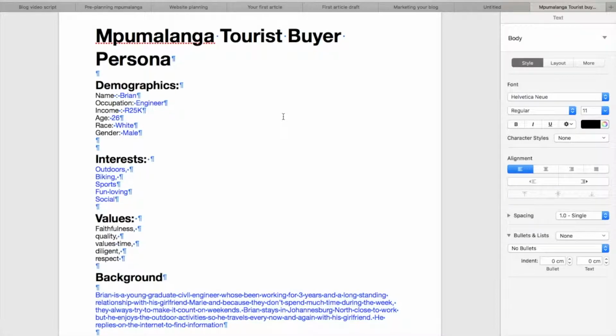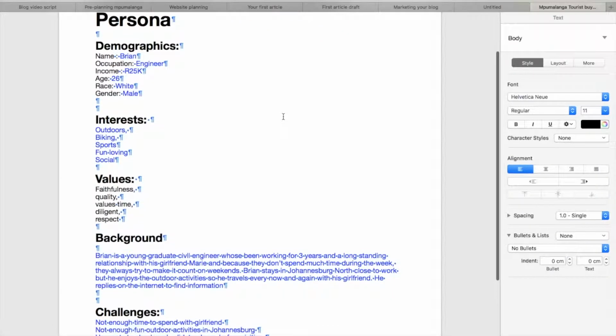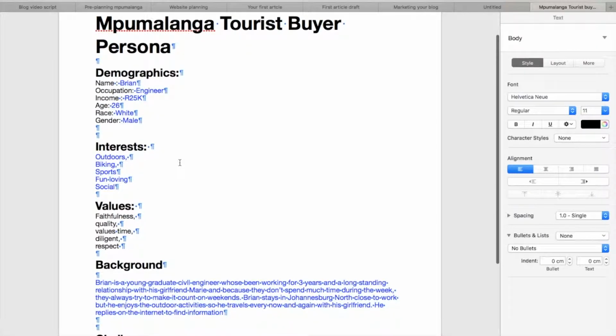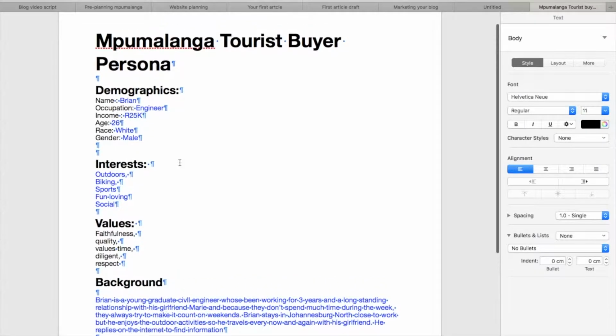Remember, a buyer persona is the ideal customer that you want to market to. It doesn't mean other people that fall outside this definition are not your customers, but you need to have a target. You need to have something that you aim towards. So when you do your marketing, who do you have in mind? And that person must be real.